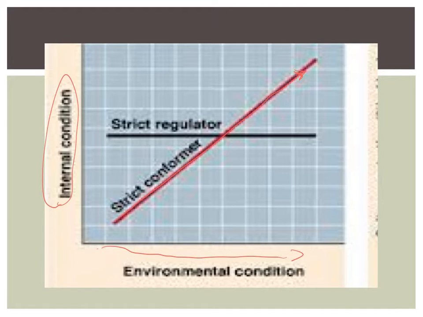If, on the other hand, you are a strict regulator, then it's not going to make any difference what the temperature is outside. Your temperature is going to be maintained. In the case of humans, it's 37 degrees Celsius. So you can sometimes see graphs like this, and that is what they're talking about.